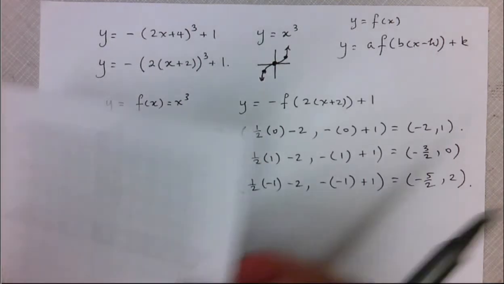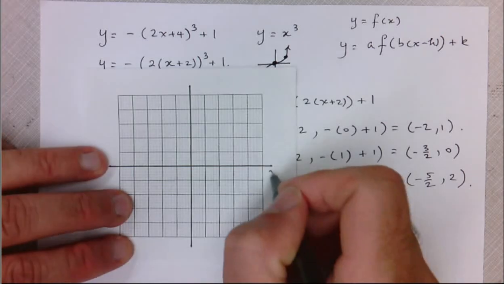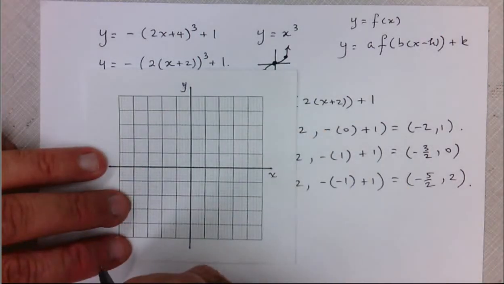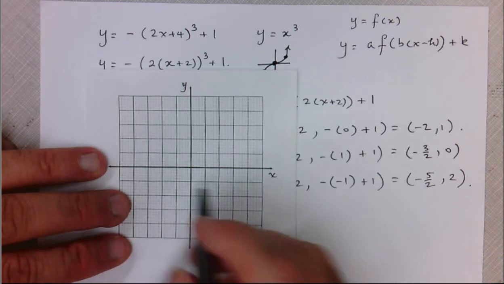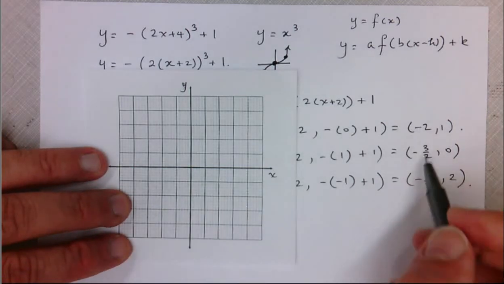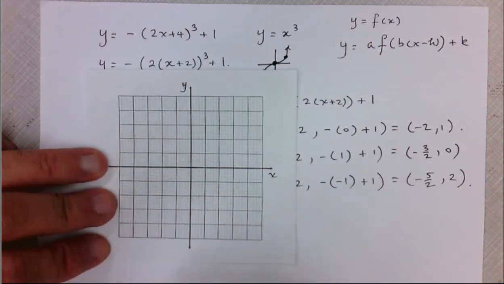So let's get a piece of graph paper here. Now make sure you're labeling your graph. In particular, I want to see scales on both the x and the y. So I look at my x components, negative 2, negative 3/2, negative 5/2. So I'm all on the left side.